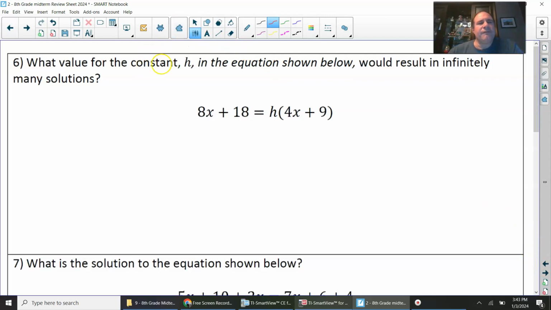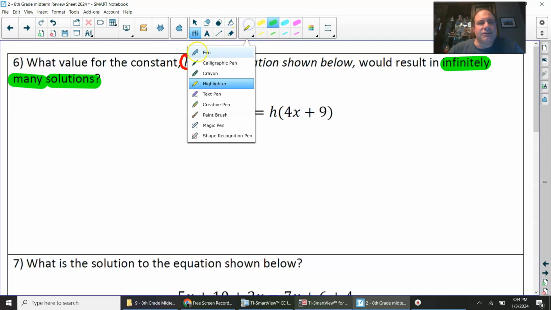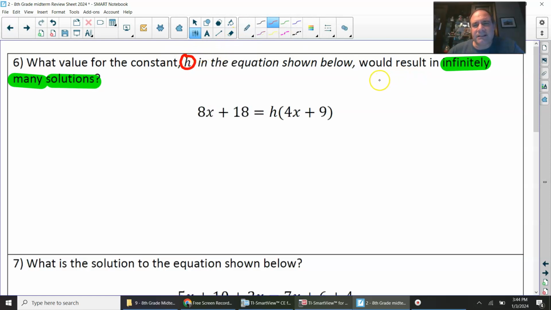Number 6, what value for the constant h? So they want you to replace h with a number that would create infinitely many solutions. Infinitely many solutions means that it would have to be exactly the same on both sides of the equal sign.